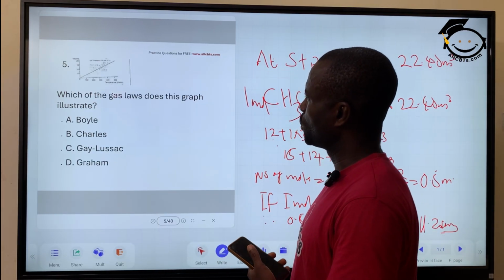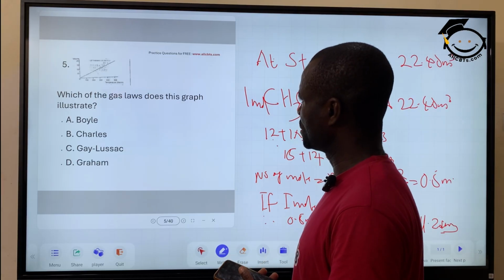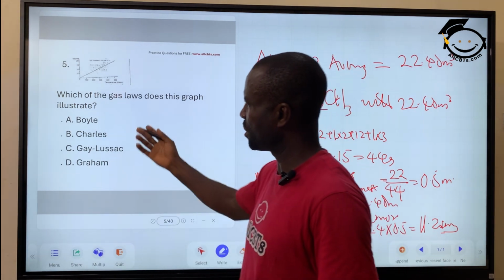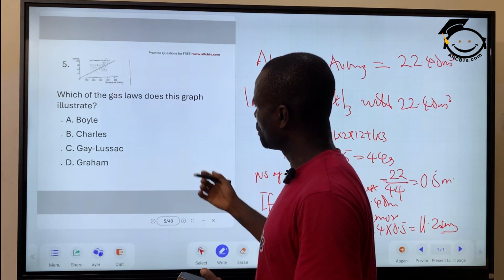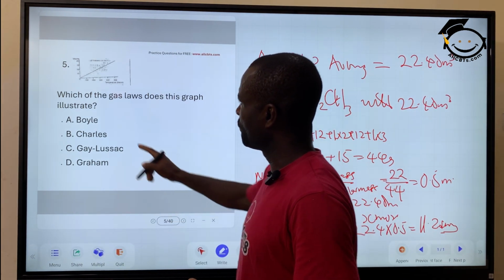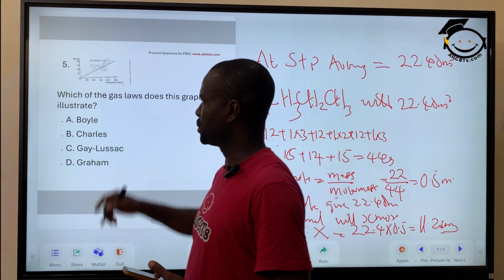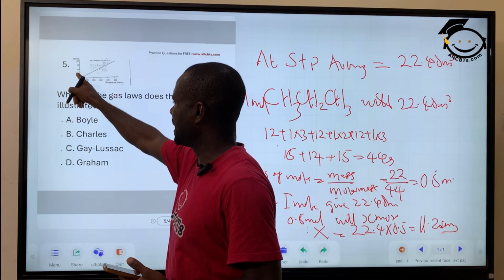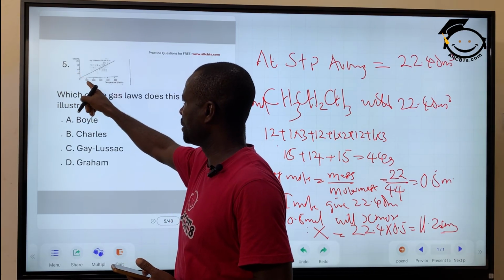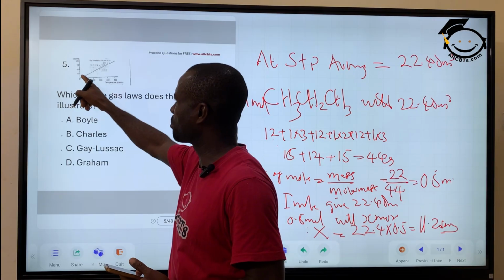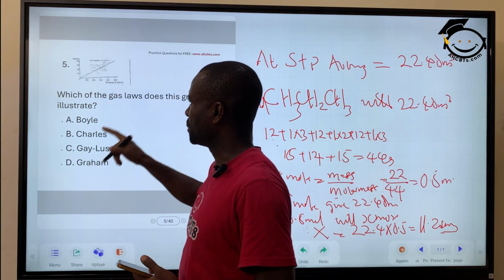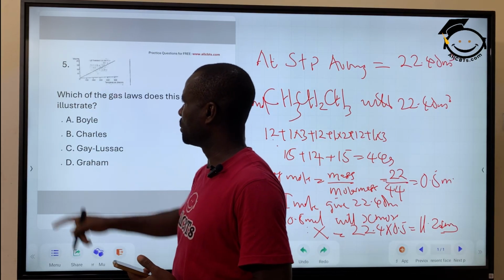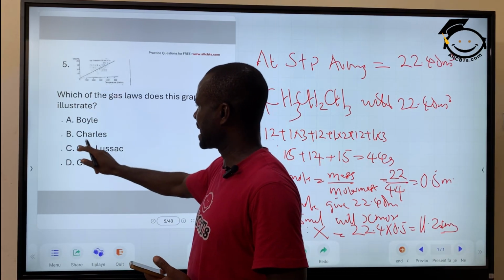Question 5. Which of the gas laws does this graph illustrate? We have a number of gas laws: Boyle's law, Charles's law, and so on. Going by this diagram, this is volume and temperature, and the volume increases proportionally with the temperature. The more the temperature, the more the volume. So this illustrates Charles's law.